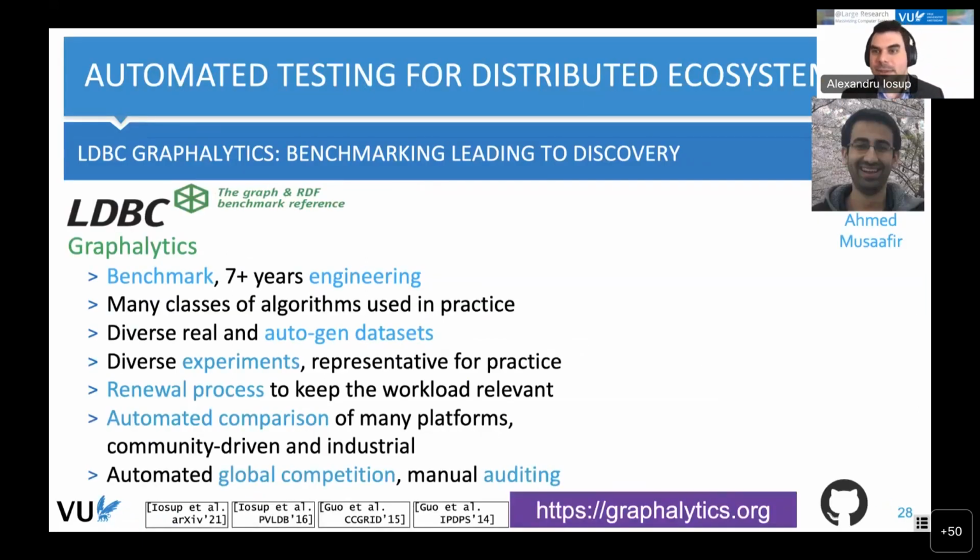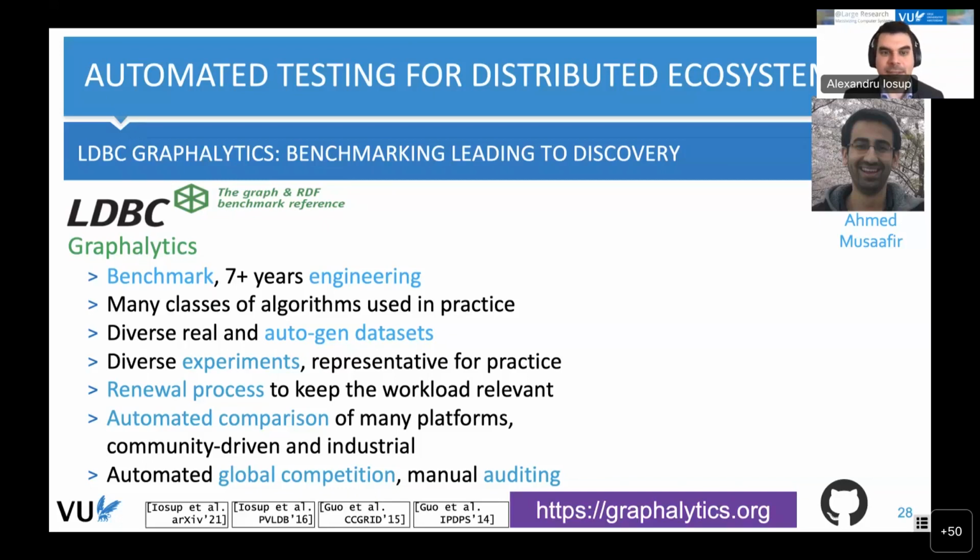So what is this graphalytics? Well, it's actually an engineered benchmark. So it took us about 7 years to get to the current level. We engineered it for 2 or 3 years until we released it. It takes a long time until a bit of software is well engineered enough that it can be used in production. It is currently the graph analytics benchmark of the Linked Data Benchmark Council. This is a global organization that runs benchmarks for graph processing.